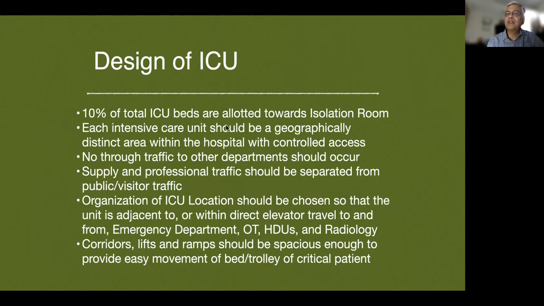10% of all the ICU beds should be treated as isolation rooms, or they should be kept in a separate room for isolation of patients who are severely infected. Each ICU should be geographically distinct in the hospital with a controlled access. That means not everybody can enter the ICU. So it should be kept in such a way that it can be controlled. There should be no thoroughfare through the ICU, and only those concerned with the ICU should be able to enter the ICU. The supply and professional traffic must be separated from the public and the visitor traffic.